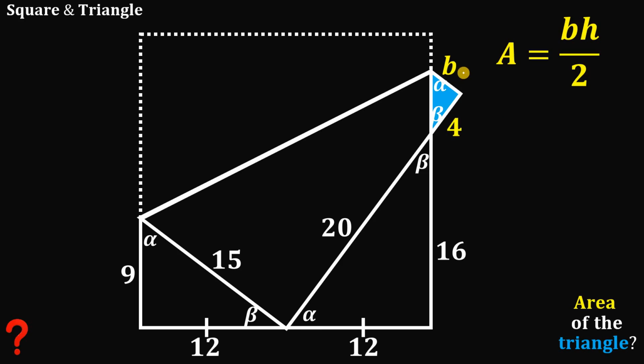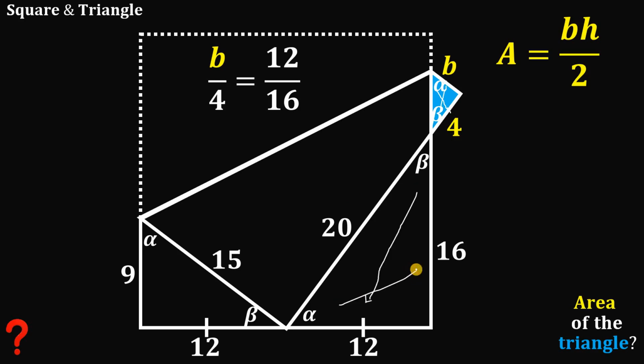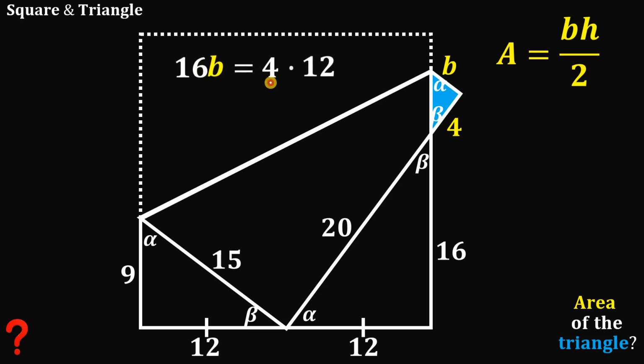Now, how about the value of b? Again, we will use the similarity theorem. So we have b over 4, the side opposite of angle beta over the side opposite of angle alpha, must be equal to 12 over 16. Now, to solve for the value of b, let's cross multiply. 4 times 12 is just 48. Divide both sides by 16. 48 divided by 16 will give us 3. So the measure of side B must be equal to 3 units.